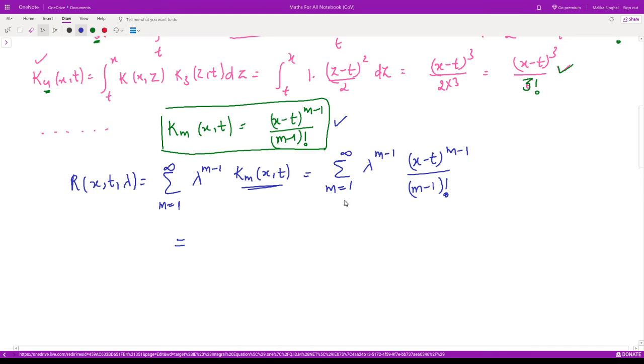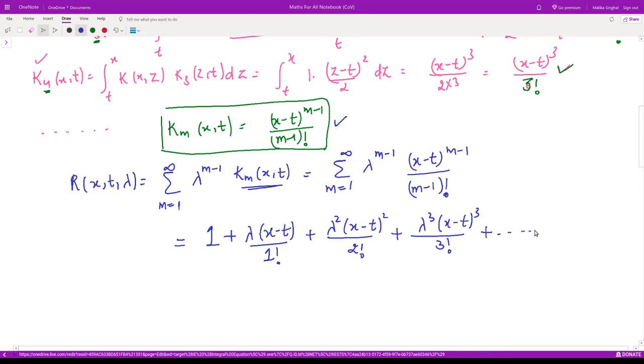So we can open this term. For m is equal to 1, it would be simply lambda raised to power 0, (x minus t) raised to power 0 divided by 0 factorial. So that would simply be 1, plus then we have, when I put m is equal to 2, it would be 2 minus 1, so that would be 1. So lambda power 1, then (x minus t) raised to power 1 divided by 1 factorial, that is 1, right? And then we have m is equal to 3, that would give me lambda square (x minus t) square divided by 2 factorial, plus lambda cube (x minus t) cube divided by 3 factorial, and so on, right? So this could be written as e to the power of lambda (x minus t), right?